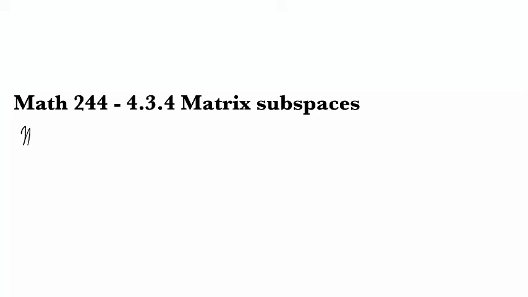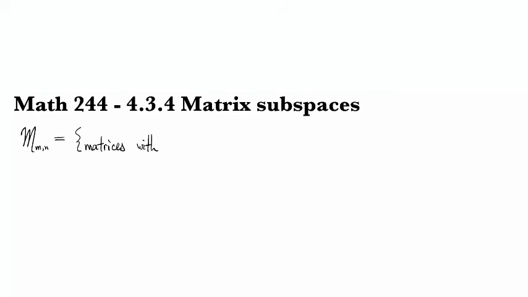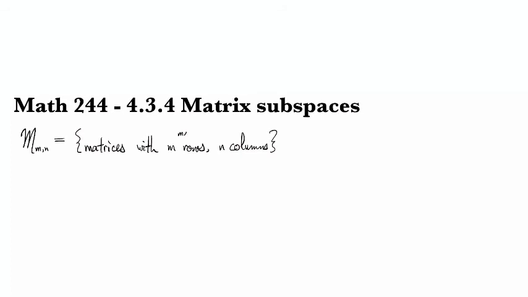Up to now, we've been focused on looking at vector spaces, which are Rn or some subspace of Rn. But now I'm going to look at a different one. This is the collection of matrices with m rows and n columns. So the m by n matrices.